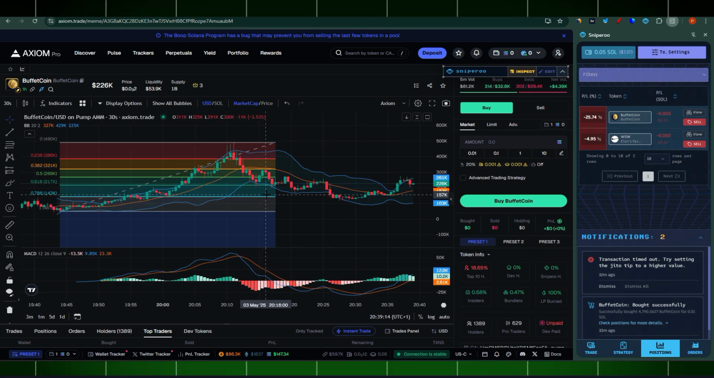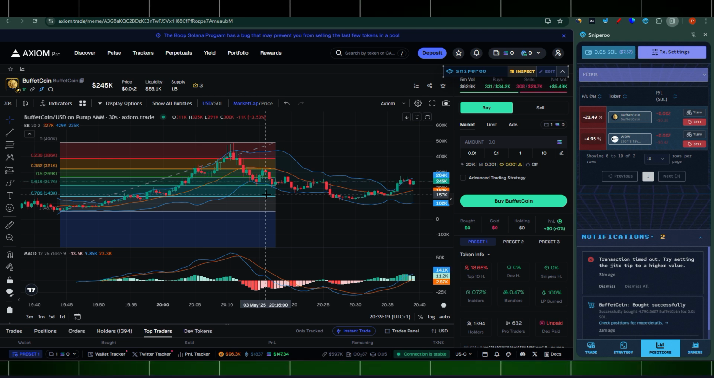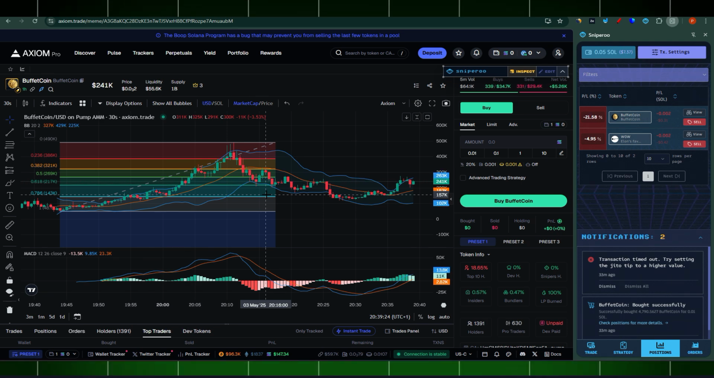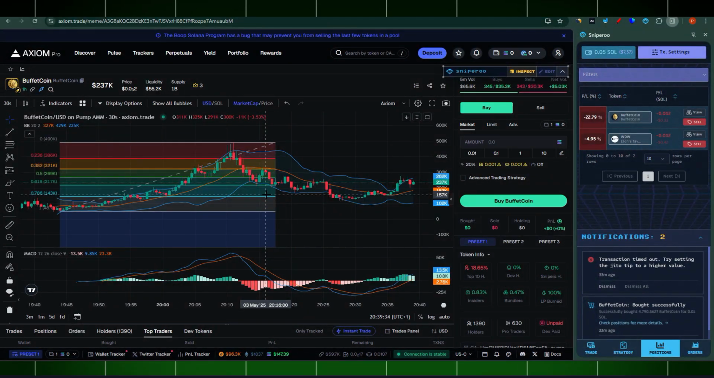Guys, this is not financial advice. I'm just saying you have to do your own research. Do not put all the eggs in one basket, because in most cases those meme coins are going to go to zero anyway. So do not stay there forever. I like this Buffett coin. That's why I'm hanging around here, because I see potential here.